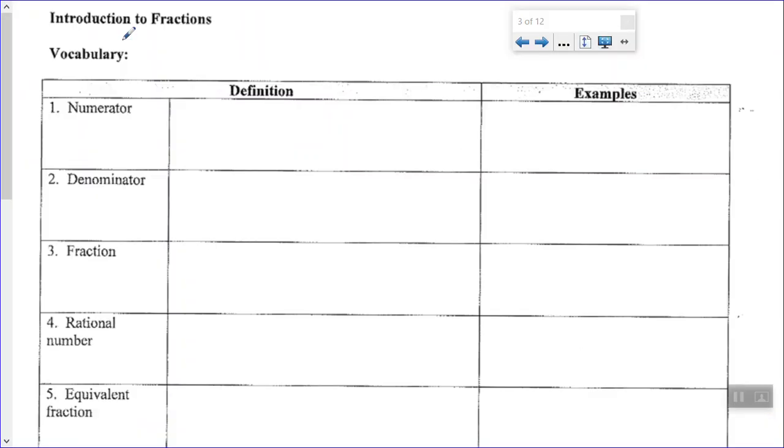Hi, in this video we are gonna go over basic vocabulary words for fractions. So, introduction to fractions. First word is numerator. Numerator is the top number in a fraction.